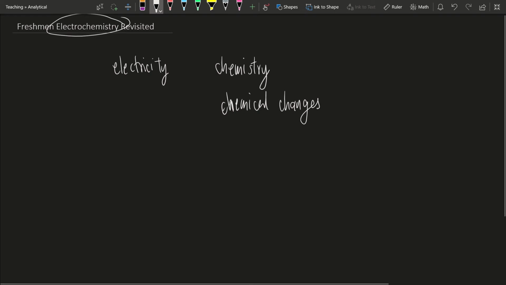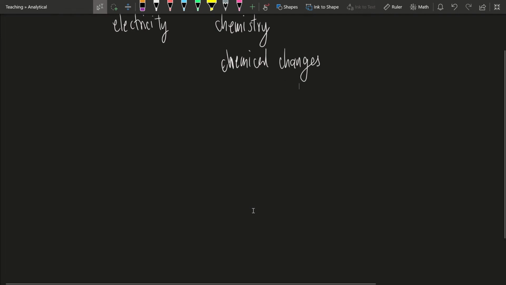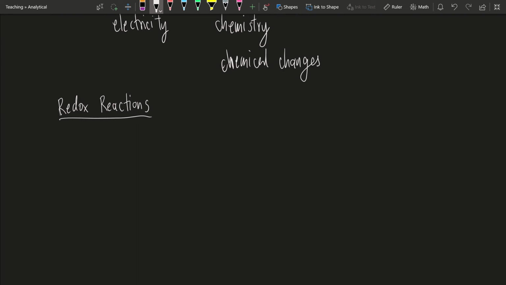For example, if we apply some electrical current or electrical potential, how will our chemical component in the system change? Or vice versa, if we change some chemical component of the system, how does it change the electrical properties of that system? In electrochemistry, we usually have some chemical reaction, and we call those reactions redox reactions. So, a redox reaction involves an electron transfer between the reactants.